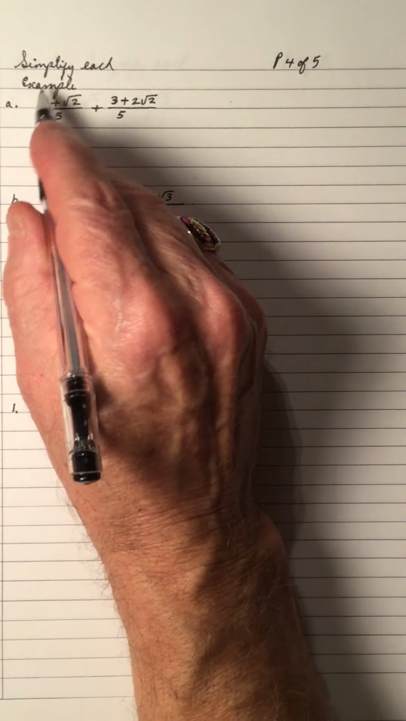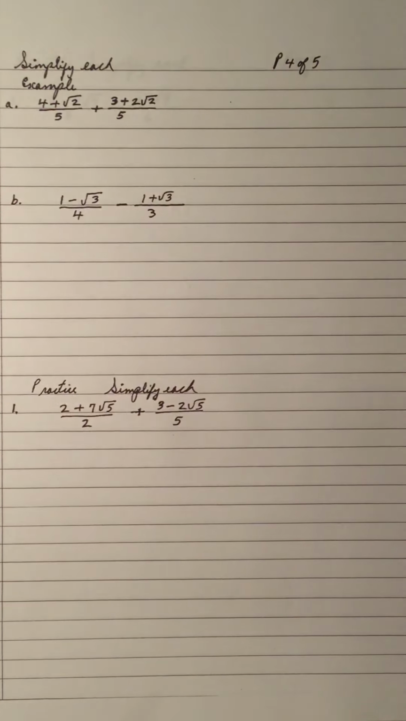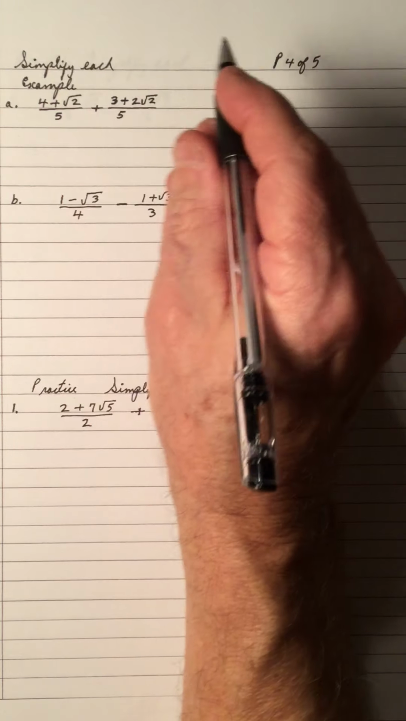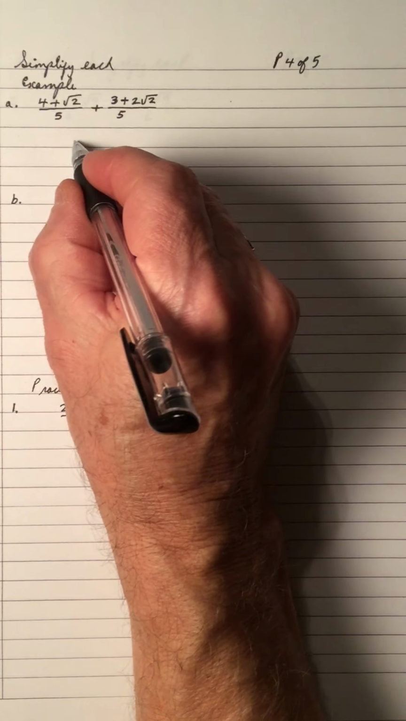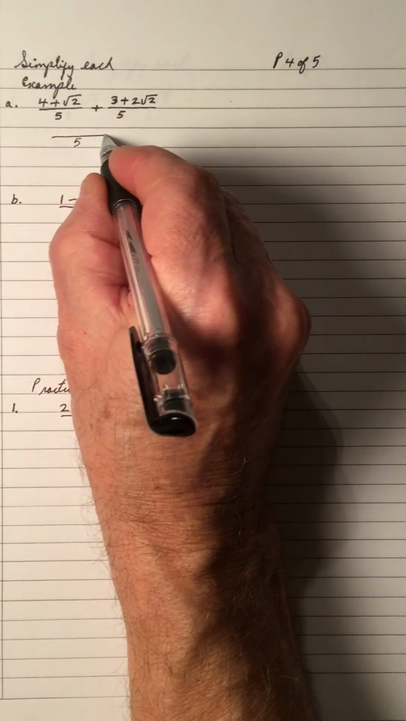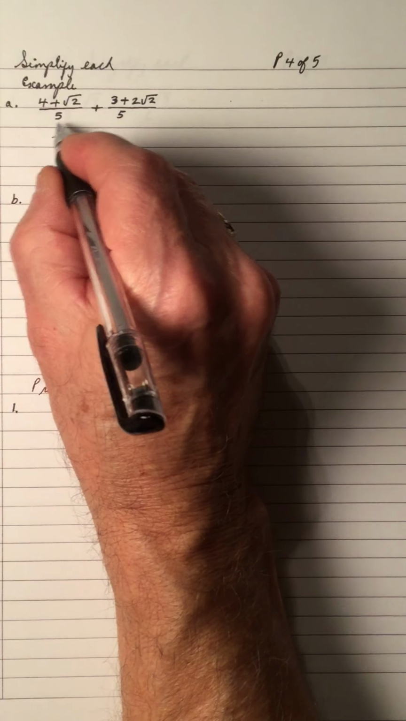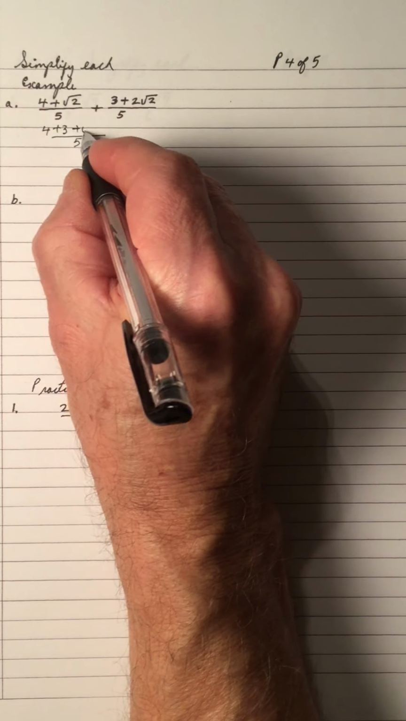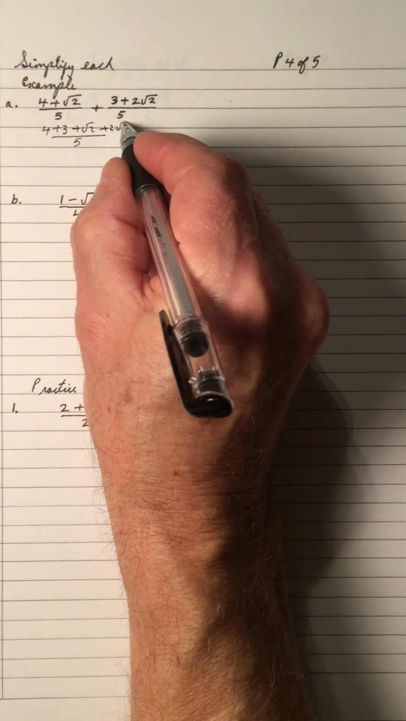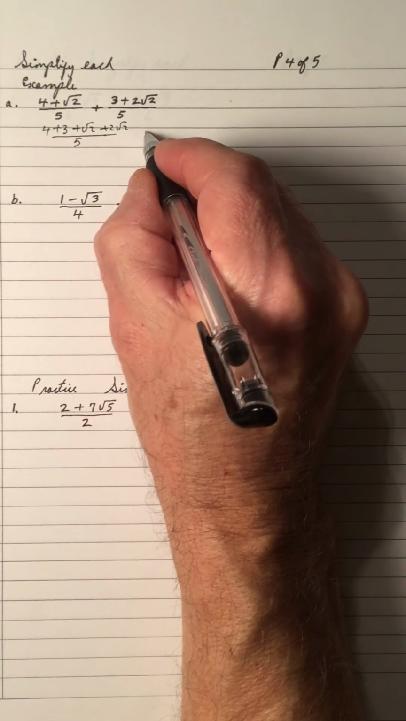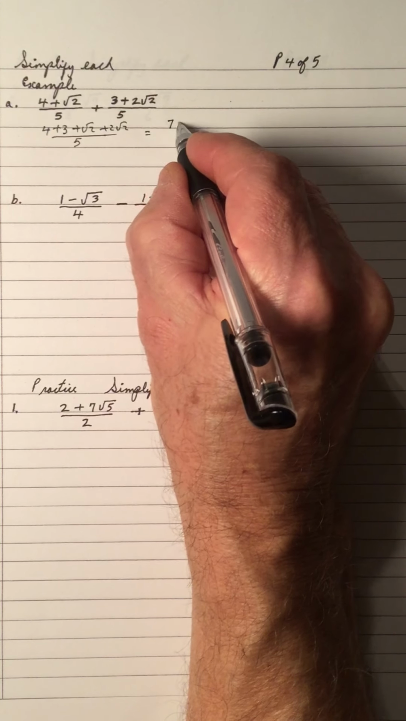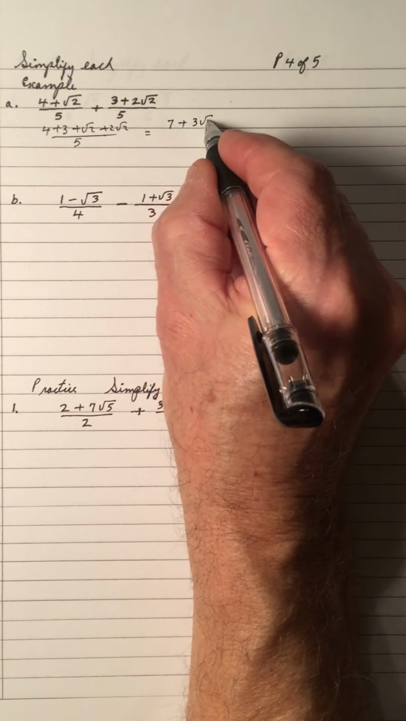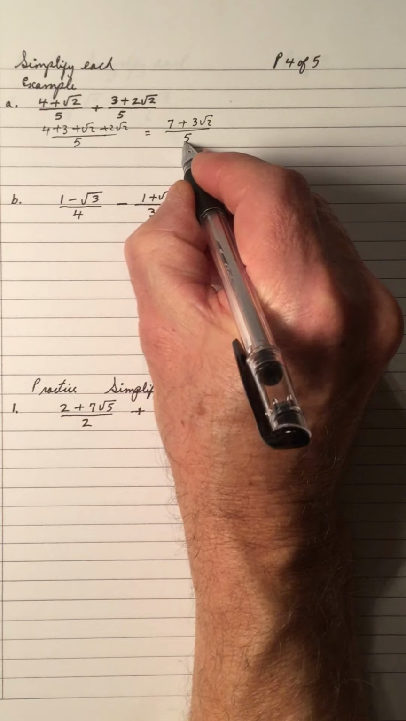And we have binomials now. Let's see what we have. The common denominator is 5, so we write the 5 down. So we're going to add these together. So 4, add on 3, add on root 2, add on 2 root 2. And when we do, we get 7 plus 3 root 2 over 5.